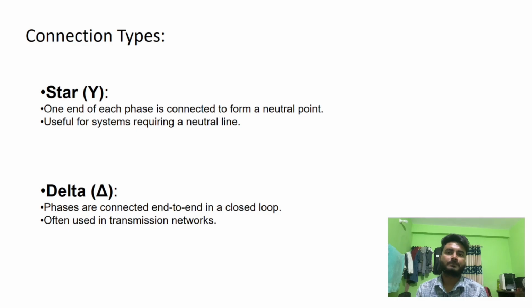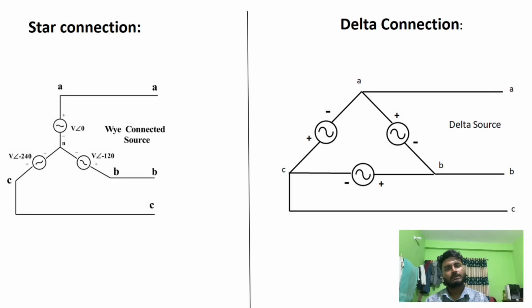Three-phase connection types: star connected type, delta connected type. Star connection. In the star connection, one end of each of the three windings is connected to a common neutral point, forming a Y shape. The other ends of the windings are connected to the phases R, Y, B of the power system.